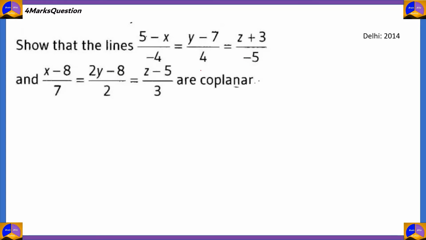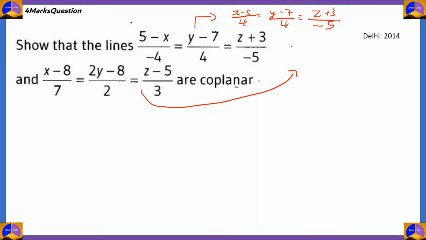So as you can see, these lines are not in their standard forms, so we need to convert them to their standard forms. The standard form of the first line is (x minus 5) by 4 is equal to (y minus 7) by 4 is equal to (z plus 3) by minus 5. And the second line has the standard form (x minus 8) by 7 is equal to (y minus 4) by 1 is equal to (z minus 5) by 3.